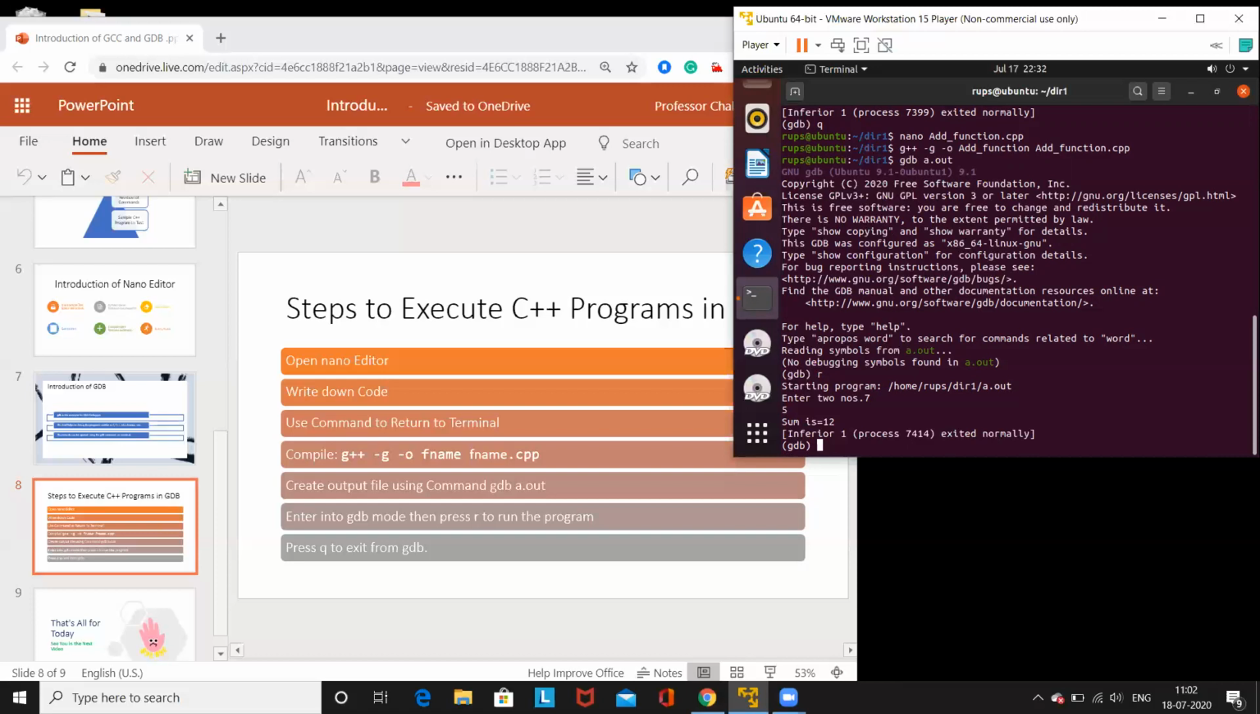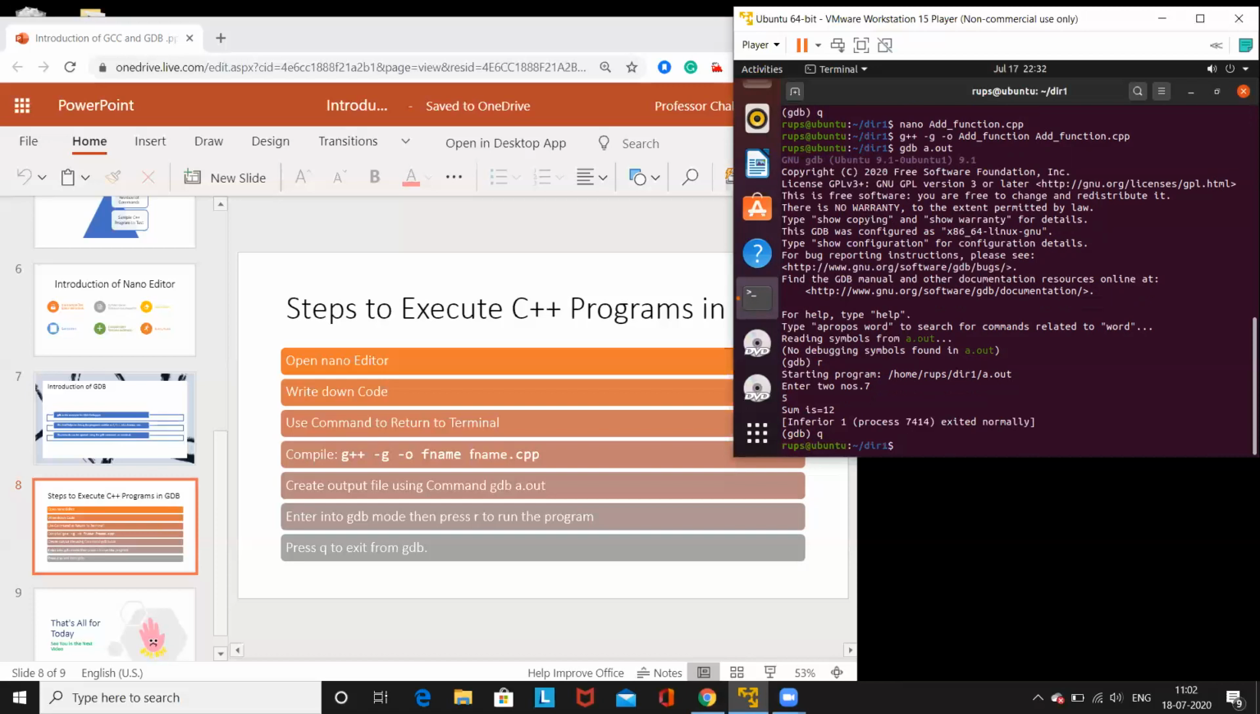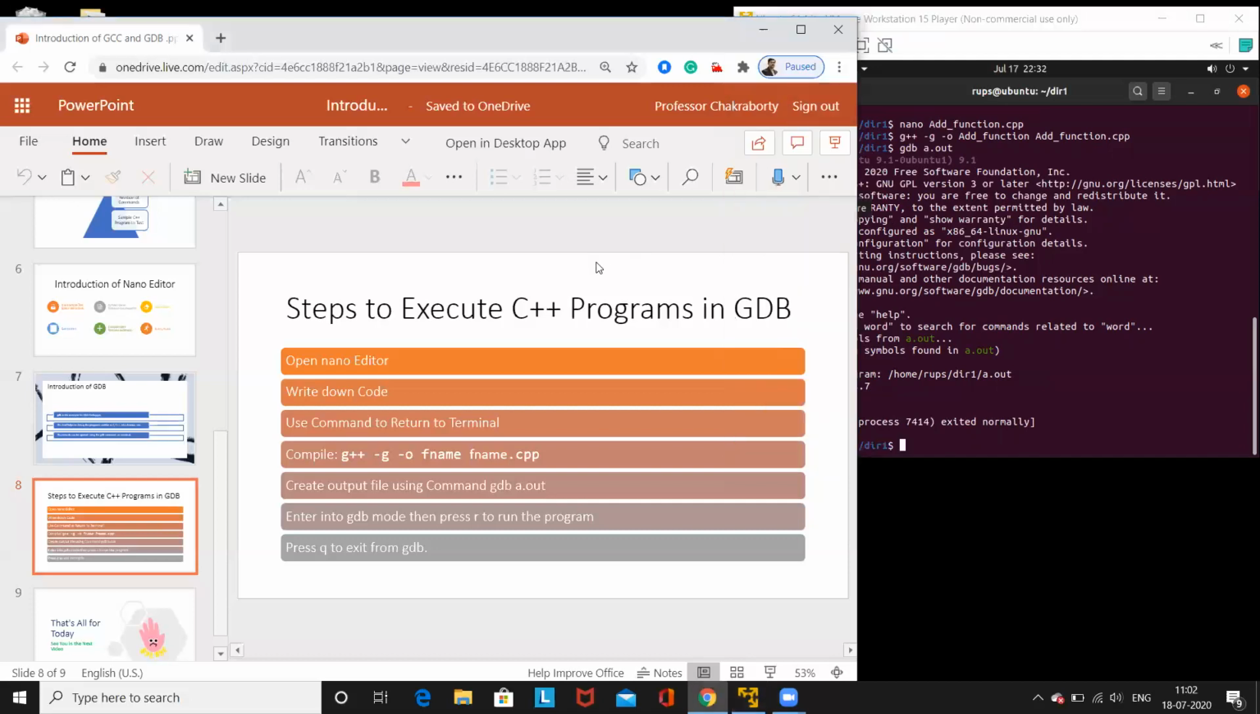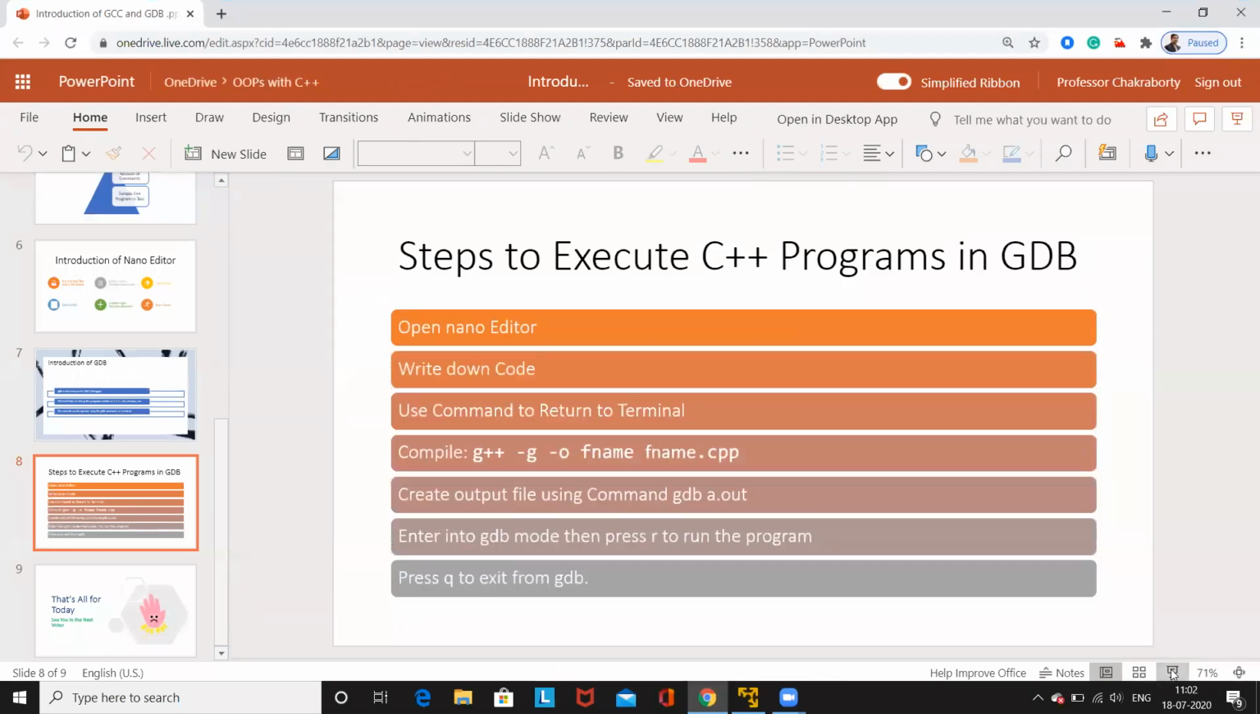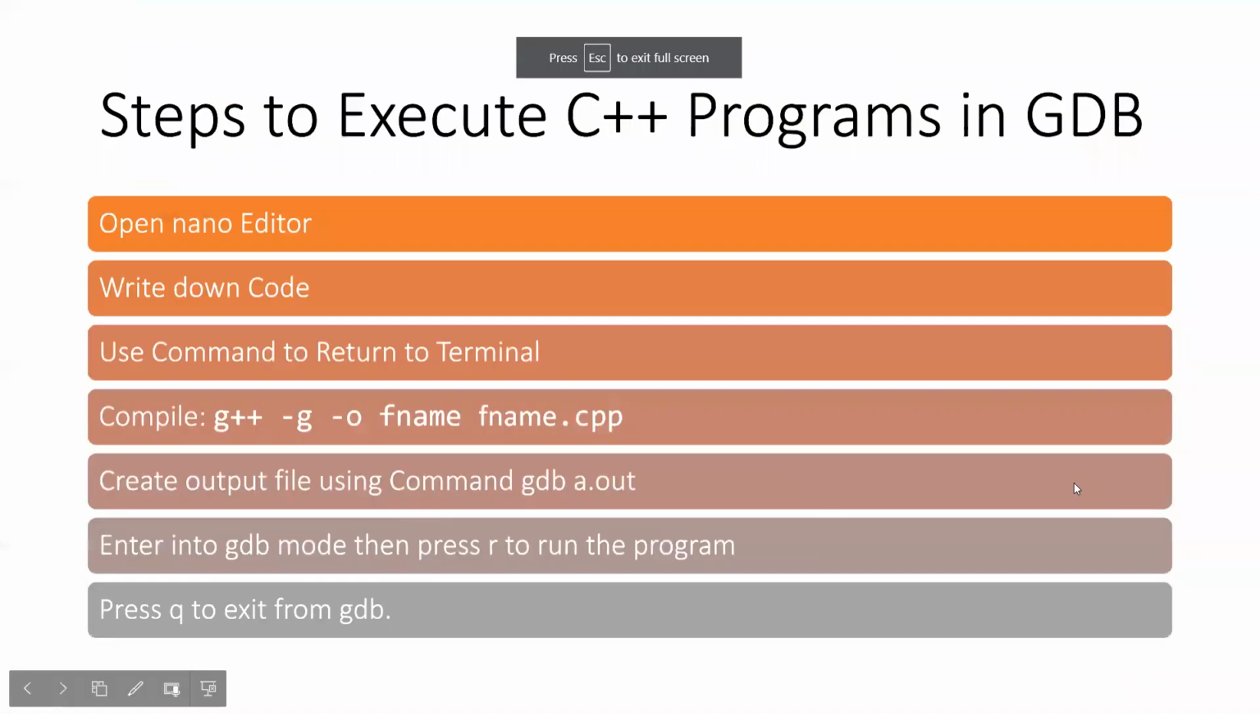So my motive was to give you some basic idea of gdb. The rest of the commands you can find, or I will list some of the commands, so you can try on your own. I am leaving it to the students. Okay, so that is the basic thing I wanted to discuss with you, how to write and execute C++ programs in various editors, in the vi editor, in the nano editor, using the gdb tool.